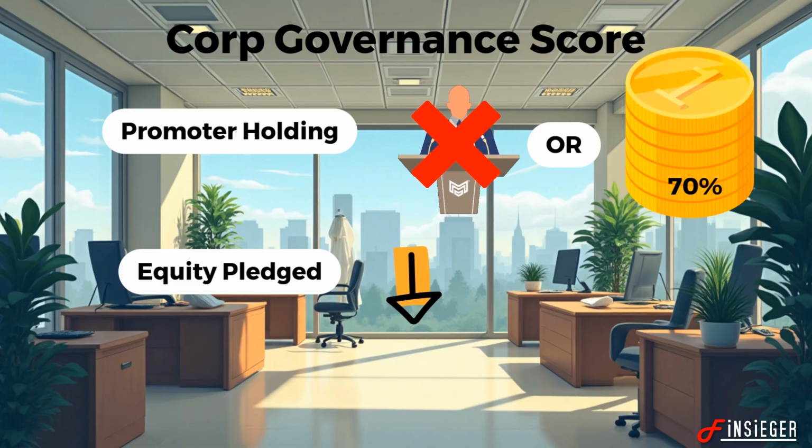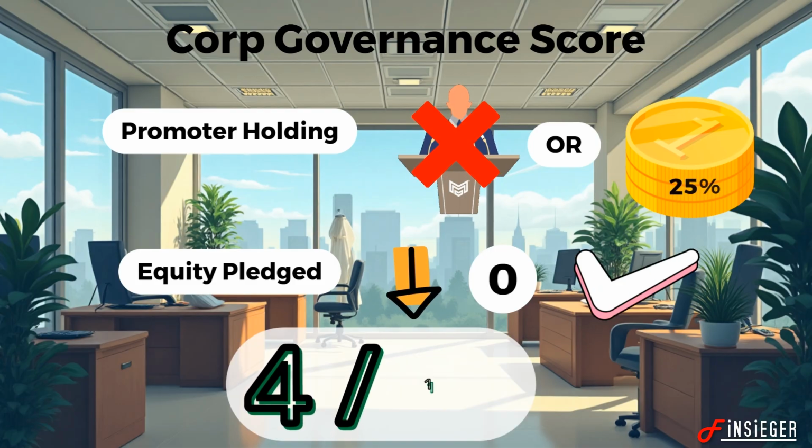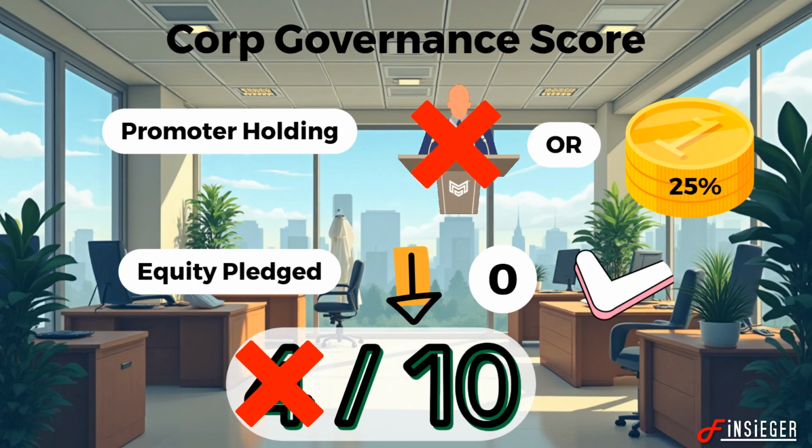And pledge percent, on the other hand, should be as low as possible. 0 would be best. A score below 5 would indicate poor corporate governance.